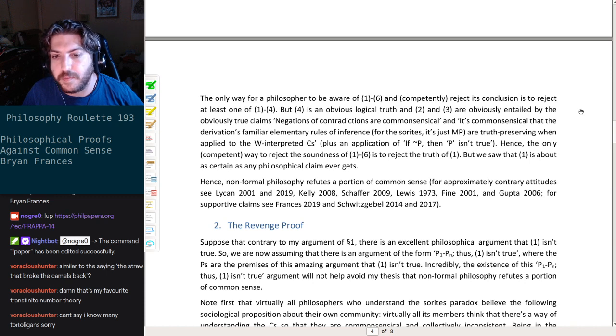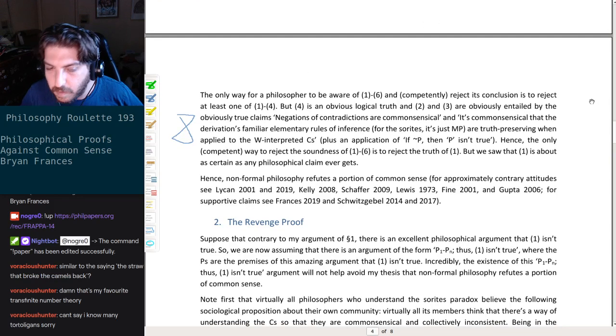The only way for a philosopher to be aware of 1 to 6 and completely reject its conclusion is to reject at least 1 to 4. Yep. But 4 is an obvious logical truth from 2 and 3 are obviously entailed by the obviously true entailment. True claims, negations of contradictions are commonsensical, and it's commonsensical that the derivations, familiar elementary rules of inference for the sorites is just modus ponens, are truth-preserving when they are applied to the W interpreted C's. Okay, and this is exactly what I just did. I started saying, no, there's quantifiers built in here, and I don't like the quantifiers. They scare me. So, that's exactly what happened. I started attacking the familiar elementary rules of inference as not so good, as not so clear.